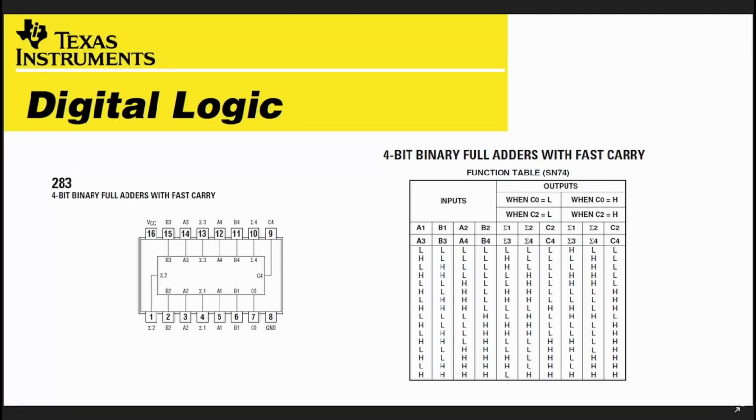So here you can see our 283 is a 4-bit binary adder with fast carry. And what that all means is we've got an A input and a B input, and then we've got a sigma output, and we've got a carry. So it effectively will take in your value for A, add it to a value to B, and then it will have a sigma value for that one.